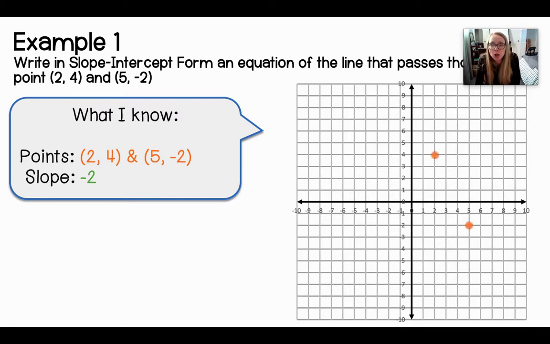So let's start by plotting those 2 points, (5, -2) and (2, 4). And then we're going to draw a line through those 2 points. Now, this is where your accuracy matters. If you've been practicing being really careful and accurate with your graphs, then you should be able to notice exactly where it crosses the y-axis. So if my line is drawn accurately, it should be crossing at 8.